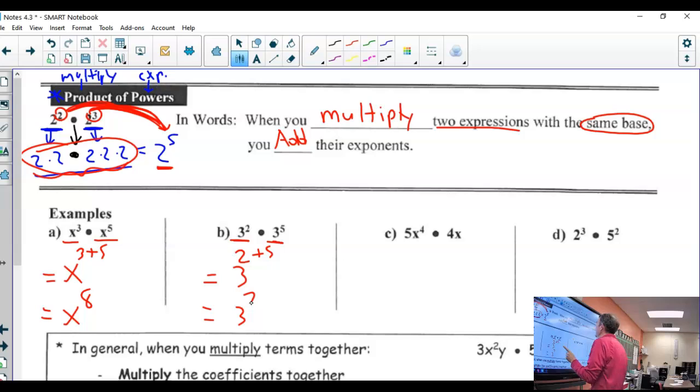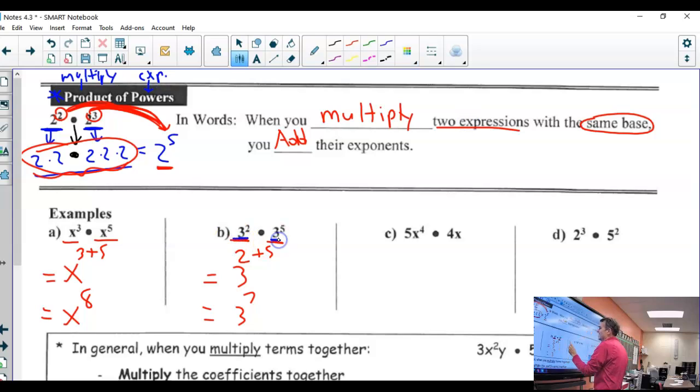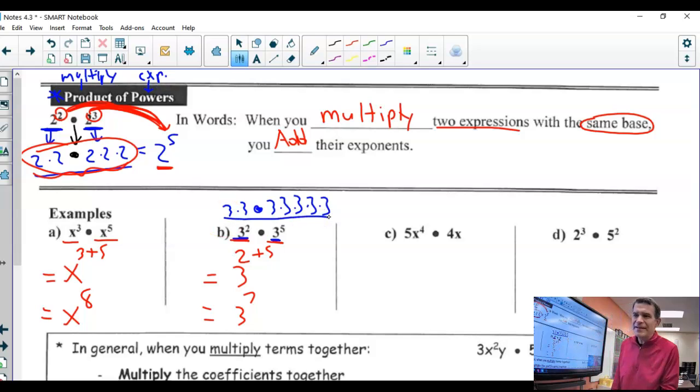The most common mistake is to want to make this, when I multiply these 3's together, the most common mistake is to want to make it a 9. But it's not. 3 to the second is 3 times 3. 3 to the fifth is 3 times 3 times 3 times 3 times 3. What I really have here is 7 3's multiplied together. So 3 to the seventh. I don't have a 9.